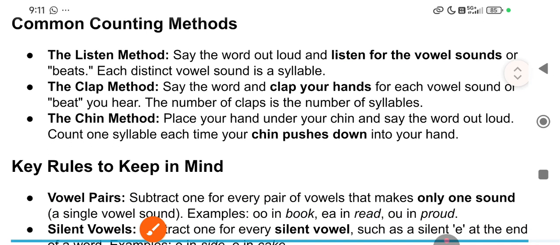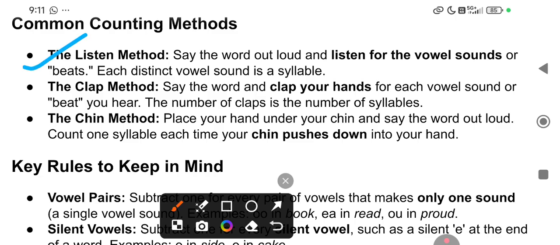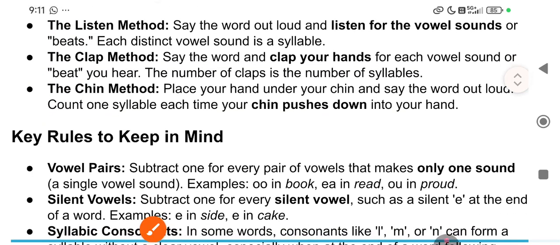So, common counting methods. Common counting methods are the listen method, clap method, or chin method. Either you can listen, or you can clap, or you can put your hand under the chin, and you can count the syllables. So first is the listen method.